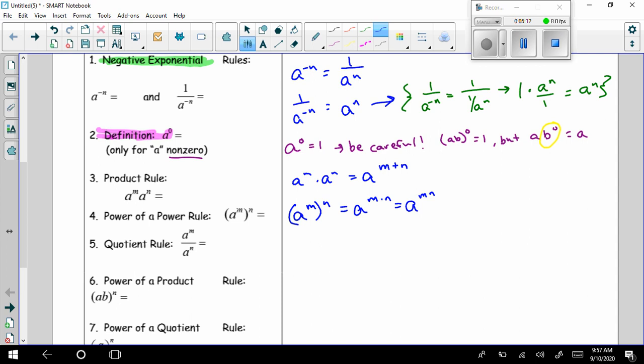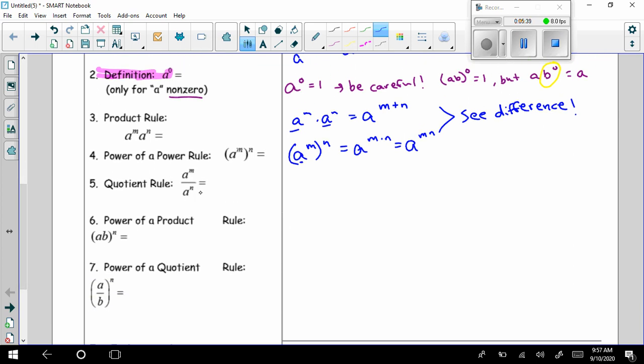So look at the difference visually here, and see the difference. So here we have two bases, right? We're multiplying those bases together, so we're going to add the exponents. Right here we have one base, and so we're going to take that and multiply them together. So see the difference here, because that will be key for simplifying problems.